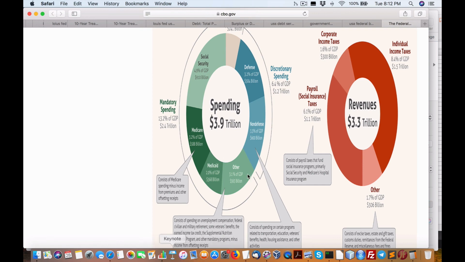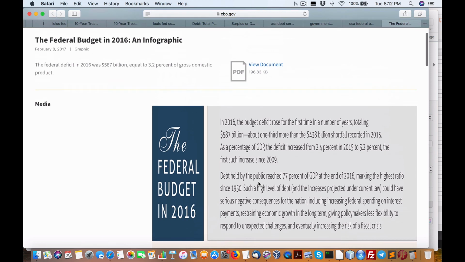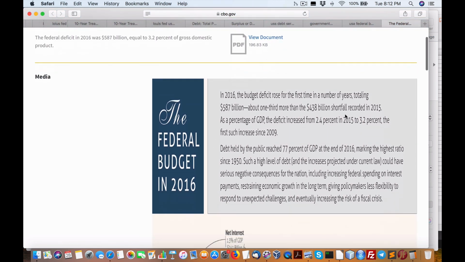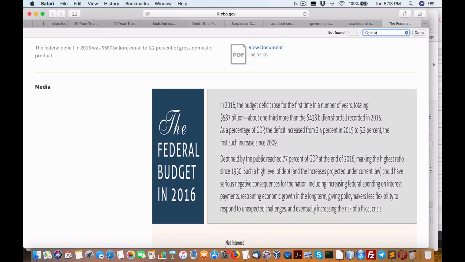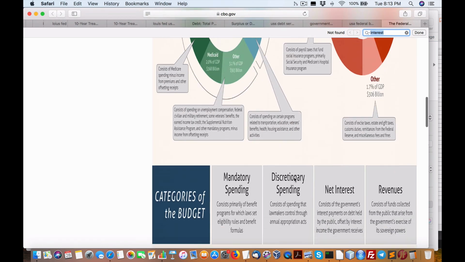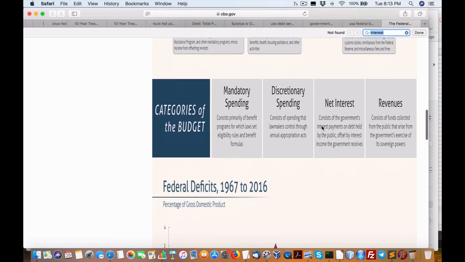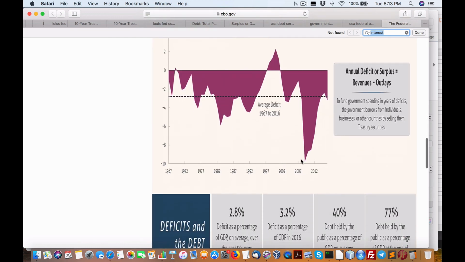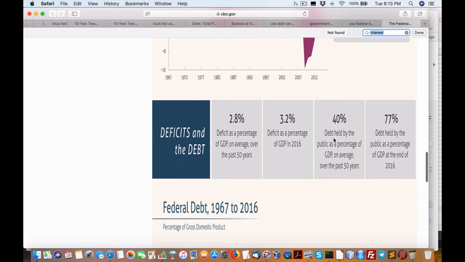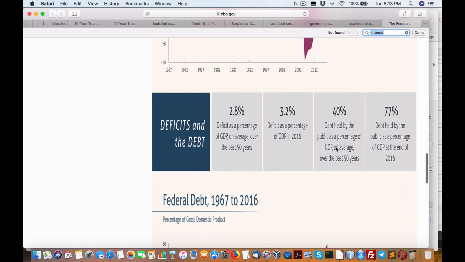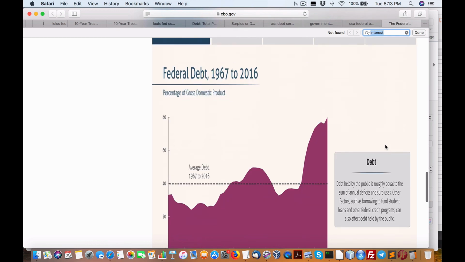So we figured, and again, I find that really astonishing that these guys have not included, maybe they do, maybe they don't, I don't know. Let's see if they talk about the interest rate that they're paying out to service the debt. Net interest consists of the government's interest payments on debt held by the public. So here you go. So maybe they do talk. 40% debt held by the public as a percentage of GDP. So 40% of their GDP goes to debt. Wow. So they do talk about this.